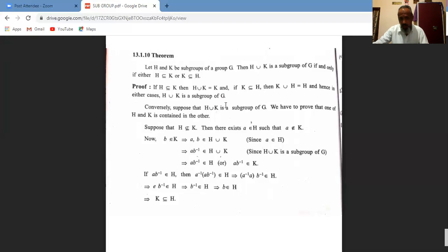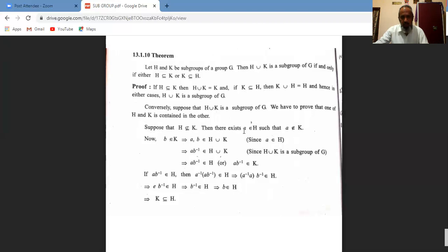If we take H union K as a subgroup of G, suppose H is not a subset of K, then what happened? K must be a subset of H, then only H union K is a subgroup. Here we are taking, suppose H is not a subset of K, then there exists A belongs to H such that A does not belong to K, because H is not a subset of K. If H is not a subset of K, then some element in H will not be an element of K.